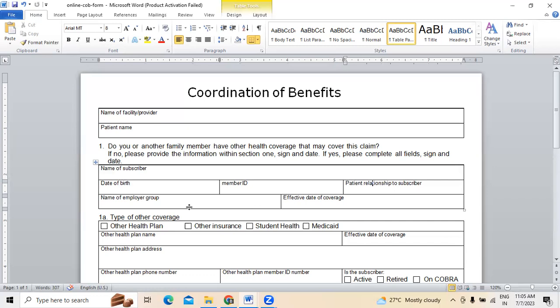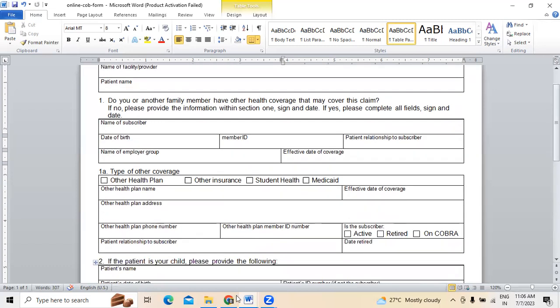At the same time, the name of the employer group it belongs to, followed by the effective date of coverage. What effective dates of coverage do we have and all of those things? That information will be mentioned over here. Followed by this, the type of health coverage plans. What health coverage plans is a particular patient eligible for, right? It could be Medicare, Medicaid, student health or any other insurance, because some kind of private insurance will also be taken by people, not only Medicare and Medicaid, right? So private insurance plans will also be there. They have to mention that.